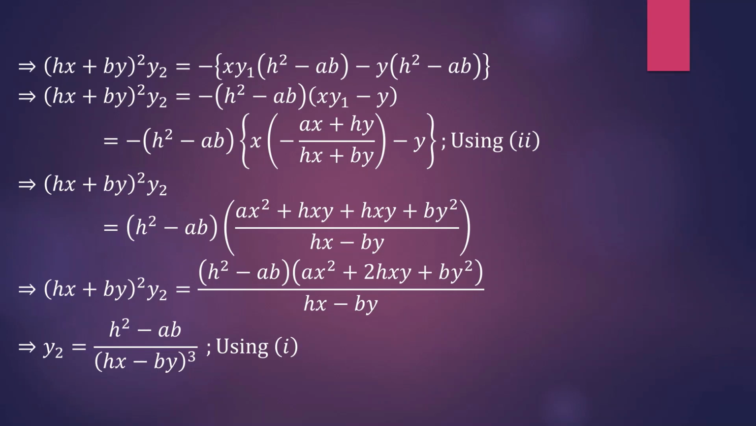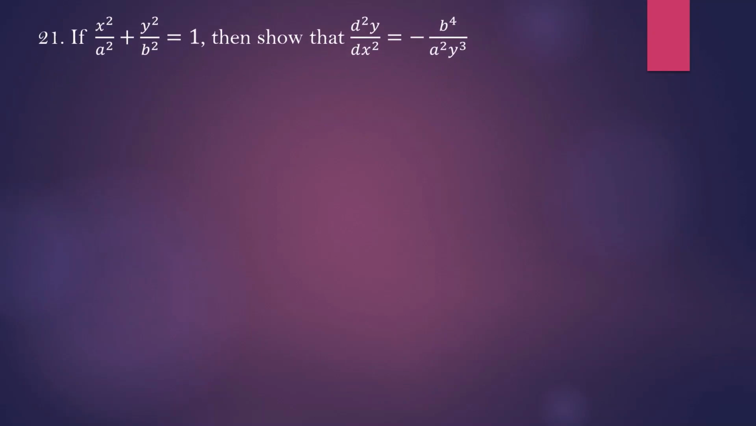Now we take a fresh question. Now this is our question. If x square by a square plus y square by b square is equal to 1, then show that d2y dx2 is equal to minus b to the power 4 by a square y cube. Actually this is the equation of an ellipse, you know that one from the first year class. So from here the double derivative is equal to this result, you have to prove that.